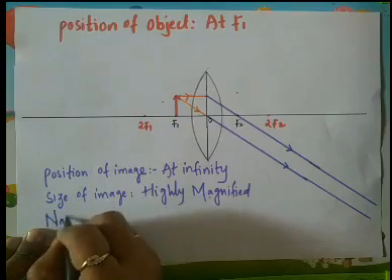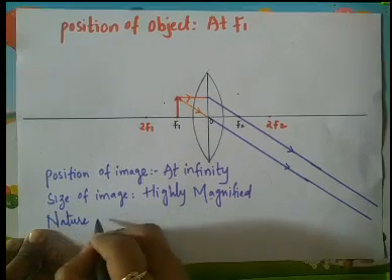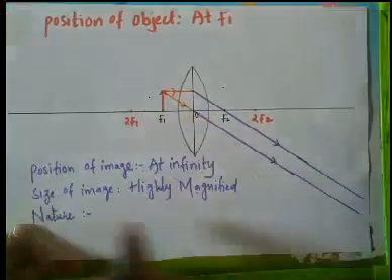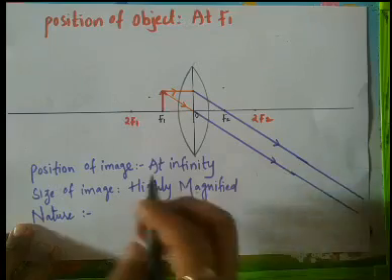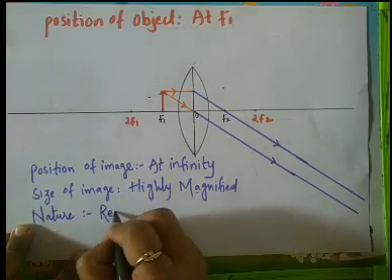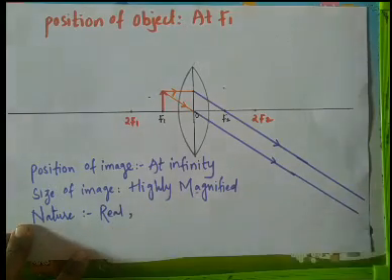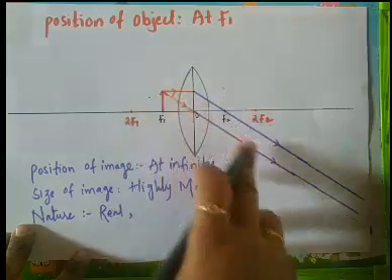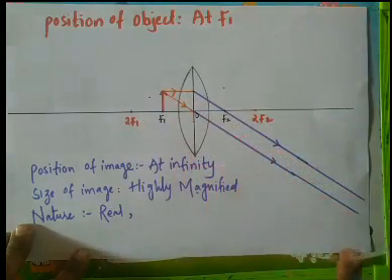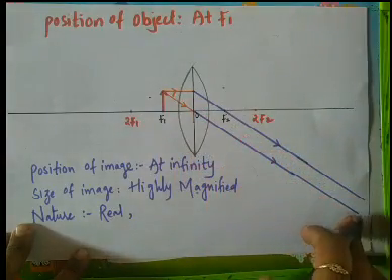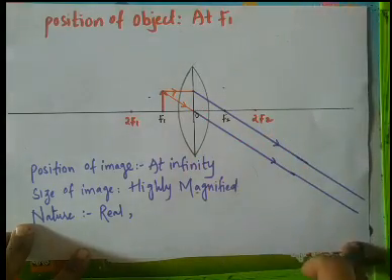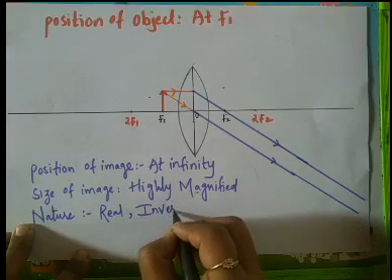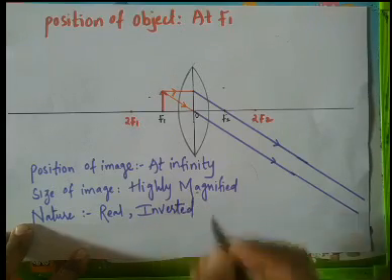And when we talk about its nature, now see, the object is on the left side of the lens and the image will form on the right-hand side. So it would be a real image. Okay. And the object is above the principal axis, and whenever these two rays intersect and form an image, it will form below the principal axis. So the image would be an inverted image.